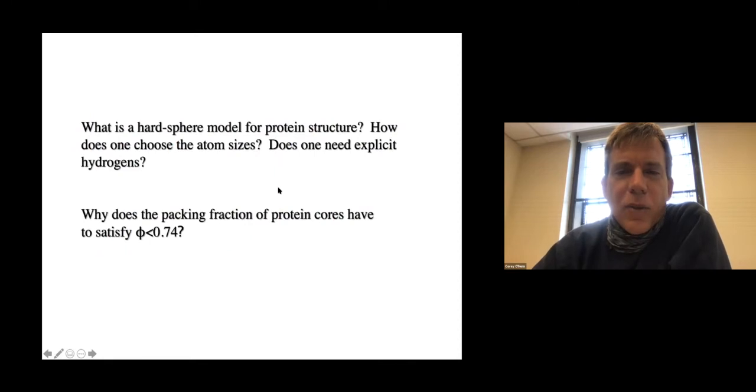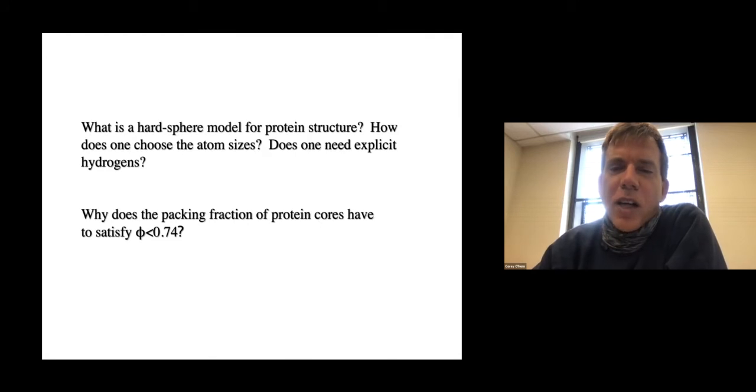And to answer that question, we have to answer these intermediate questions. What is exactly a hard sphere model for protein structure? How do you choose the atom sizes? Do you need explicit hydrogens? Early on in this field, there was an extended atom model which subsumed the hydrogens into the heavy atoms. In this work, we're not going to do that. We're going to have explicit hydrogens, and that can make a difference. Then I'm going to show you why that yellow statement doesn't make a lot of sense, and that the packing fraction has to be below that for crystalline materials.